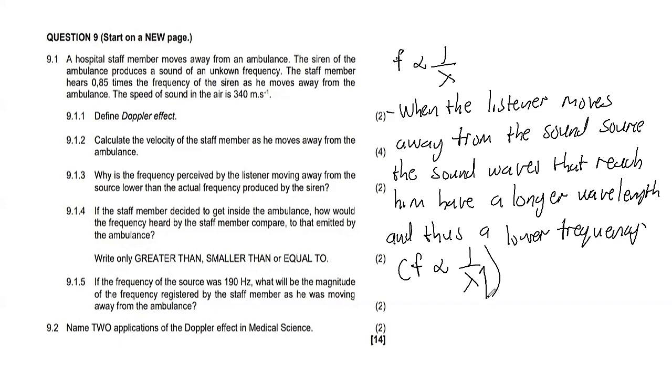So if there is a longer wavelength, there is a lower frequency. And then if there is a lower frequency, obviously the frequency perceived or detected will be lower than the actual frequency produced by the siren. Okay, so that's how you would explain that.